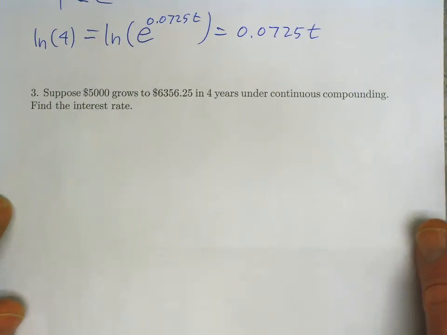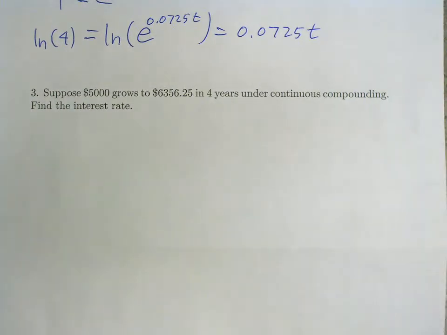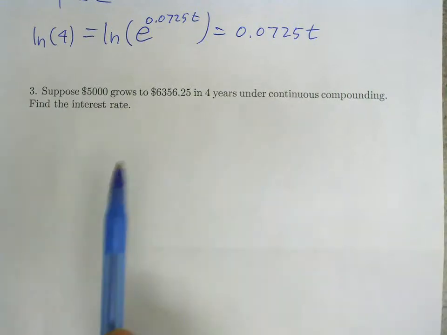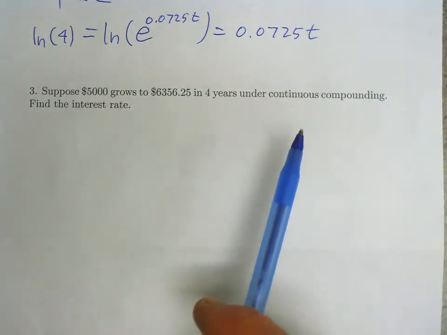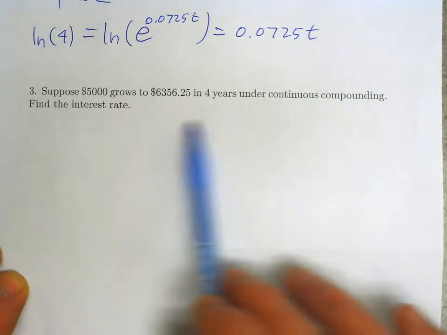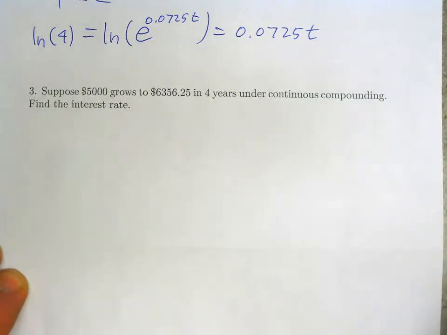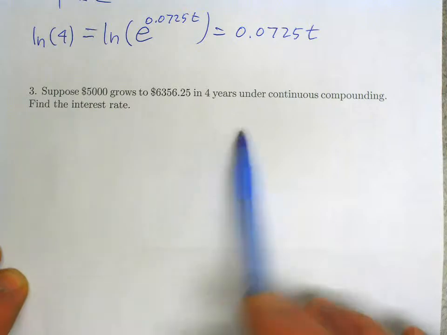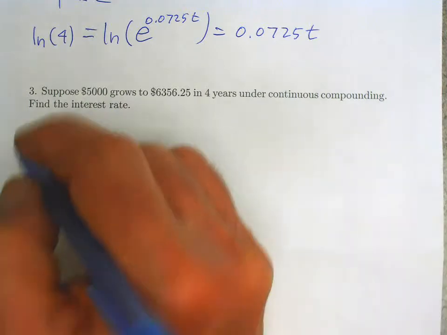Suppose $5,000 grows to $6,356.25 in 4 years under continuous compounding. Find the interest rate. Okay, so this is another continuous exponential growth model. Even though this was discussed before section 3.6, it's equivalent to that. Let's write down the function.